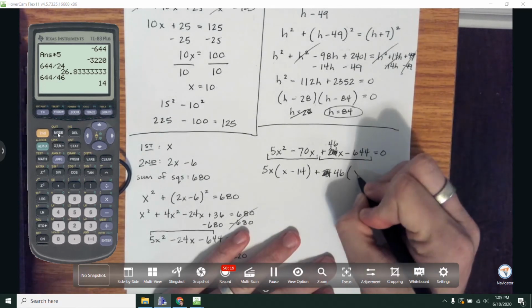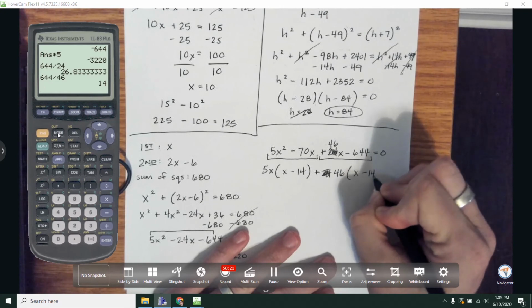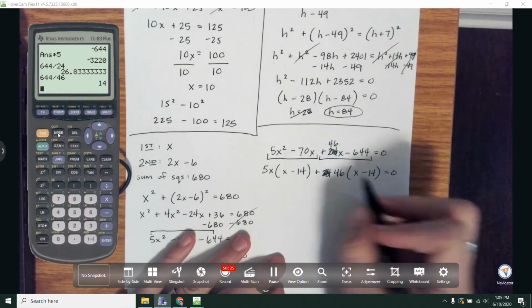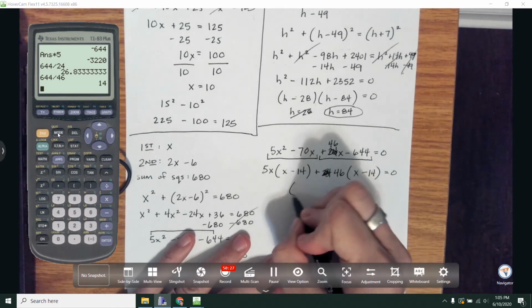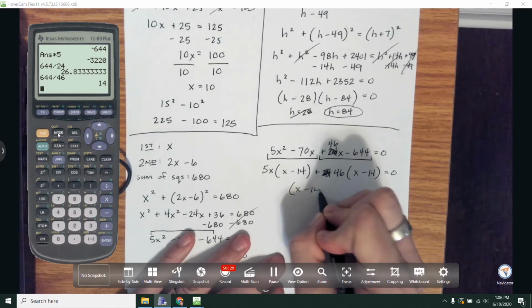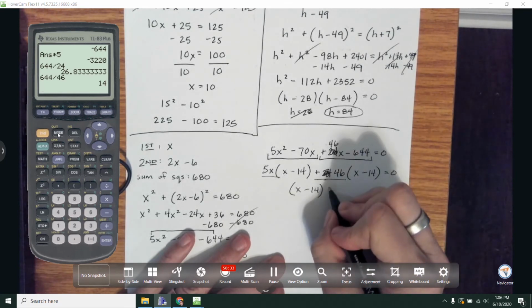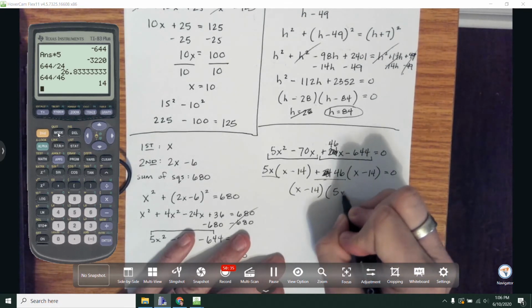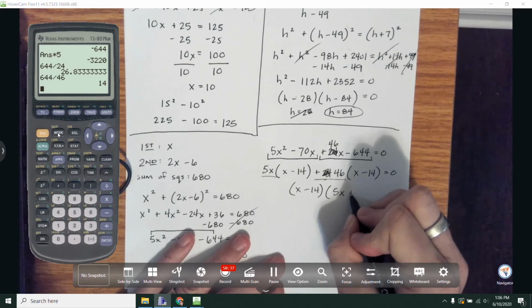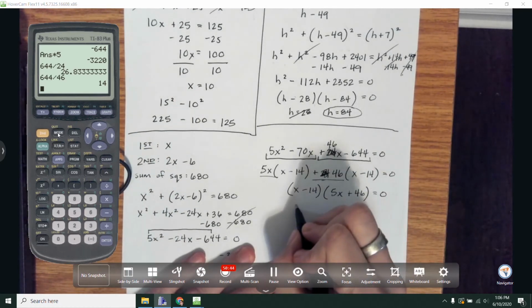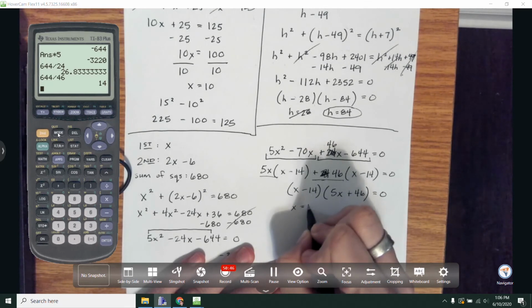So this is x minus 14 here. We factor out, this equals 0. So we factor out our greatest common factor, which is x minus 14. And then what's left over are these 2 things. So we get 5x plus 46. This is going to be x equals 14.